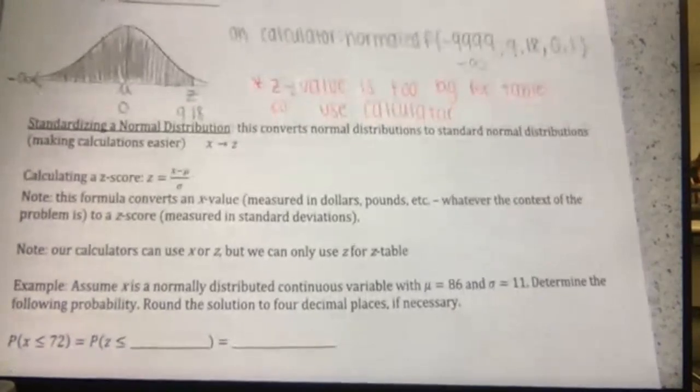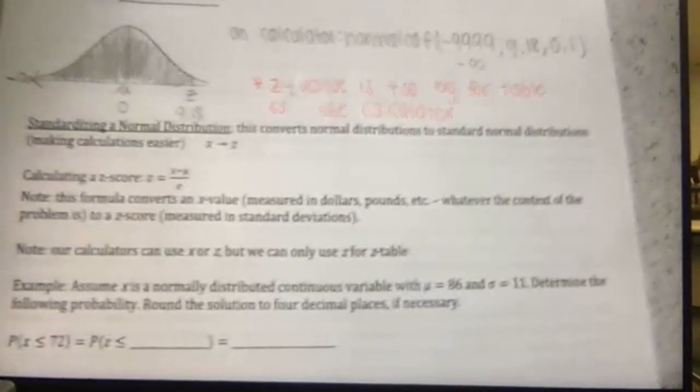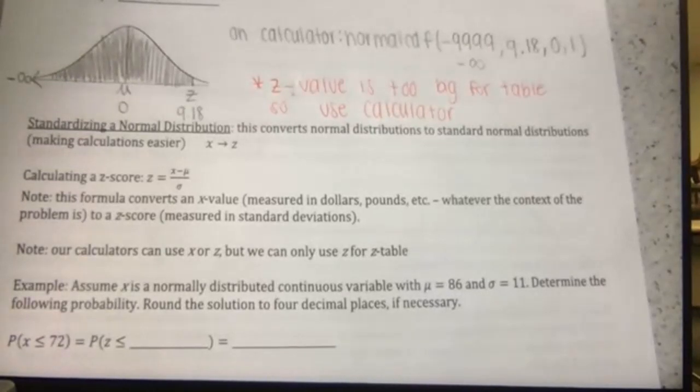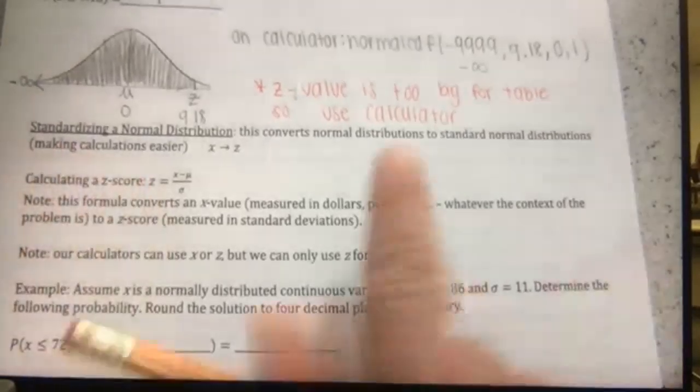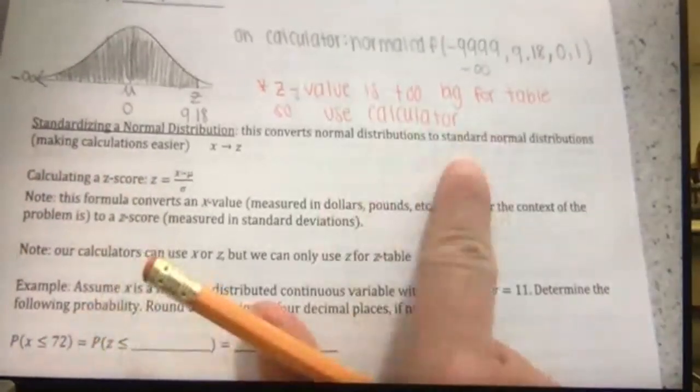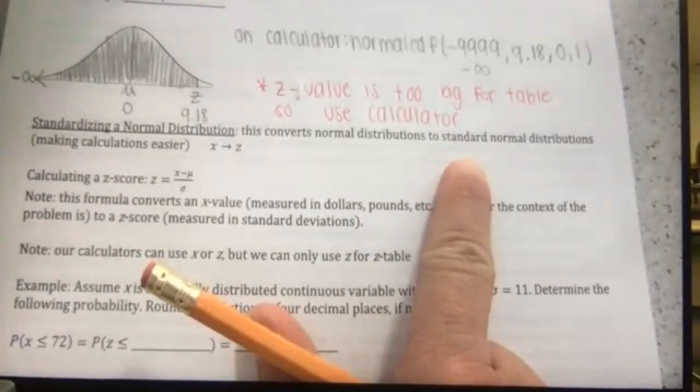All right, so everything we talked about so far is Z values. Z values means that it's standard. Standard means that our mean is 0 and our standard deviation is 1. But what if we don't have a Z value? If we don't have a mean of 0, what if we don't have a standard deviation of 1? So that means we have to standardize it. So standardizing a normal distribution converts a regular distribution to a standard normal, which makes our calculations a lot easier.